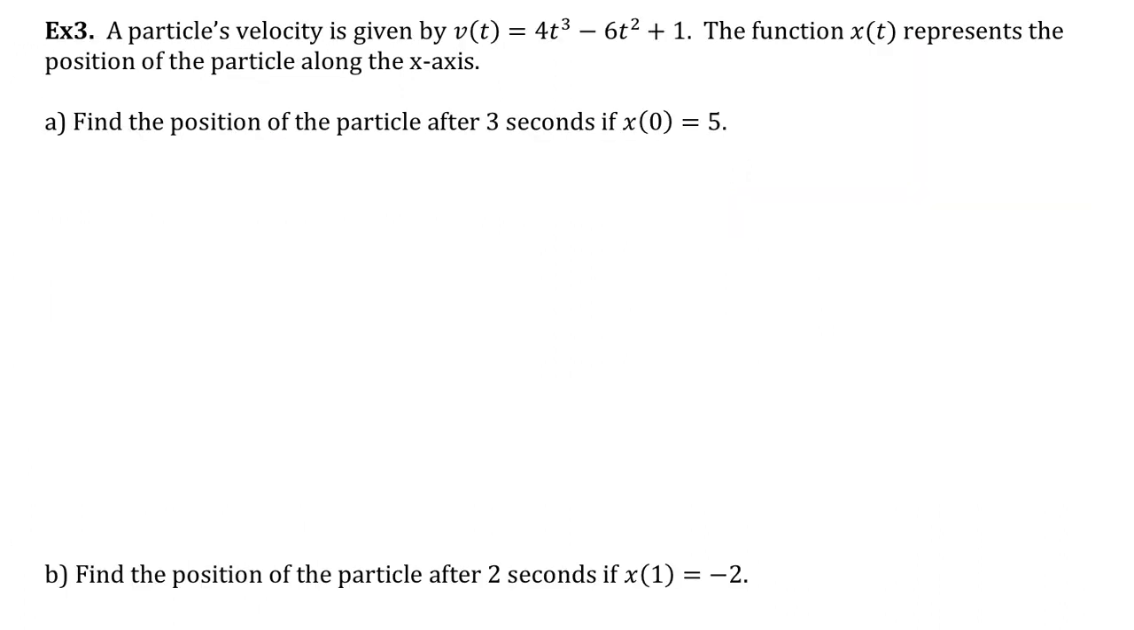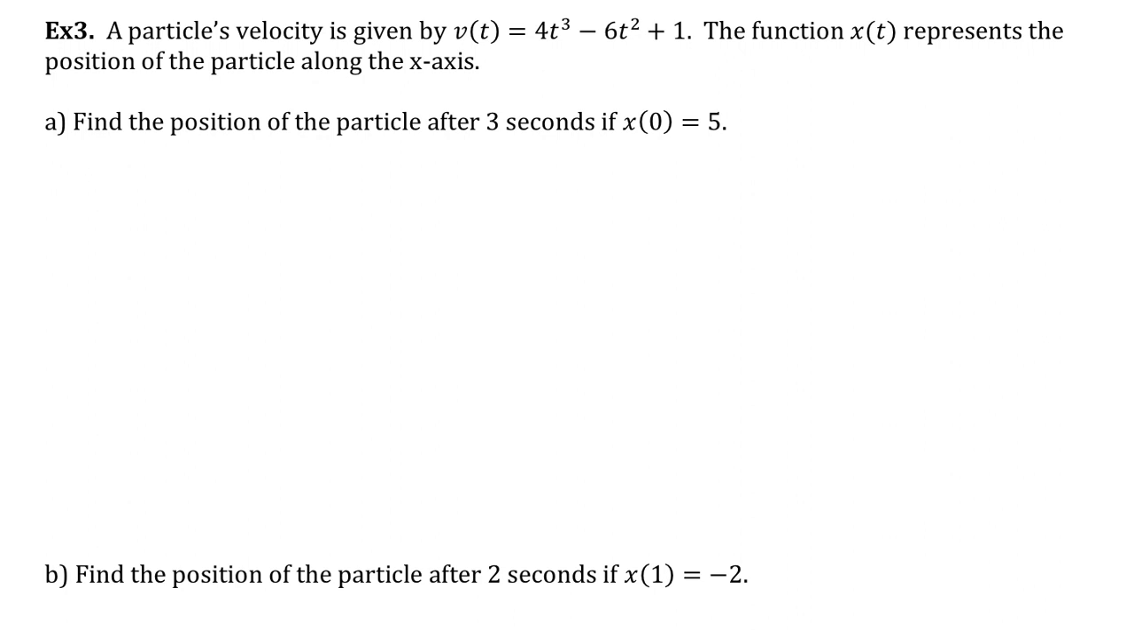Okay, let's try another one. And we're just trying to use our skills to answer different types of questions. This is not a calculator active question. Okay, so the particle's velocity is given by that function. The function x of t represents the position of the particle along the x-axis. Find the position of the particle after 3 seconds if x of 0 is 5.